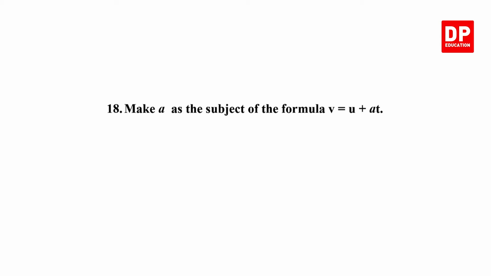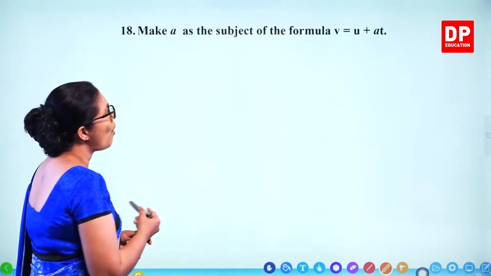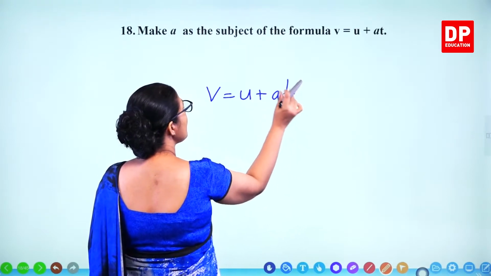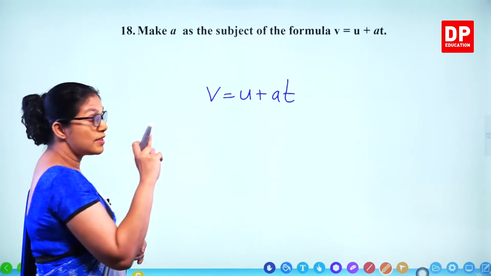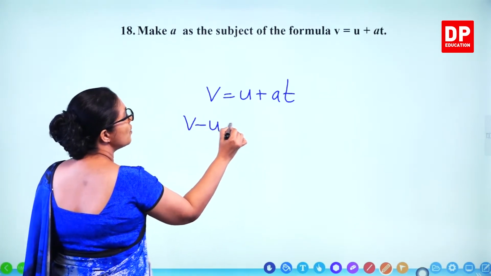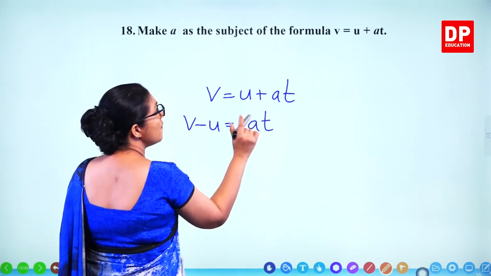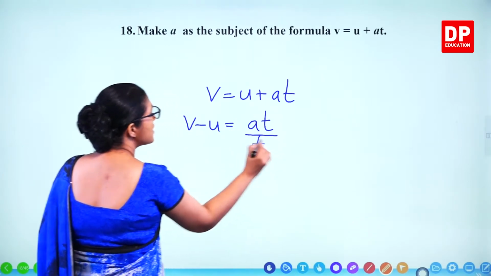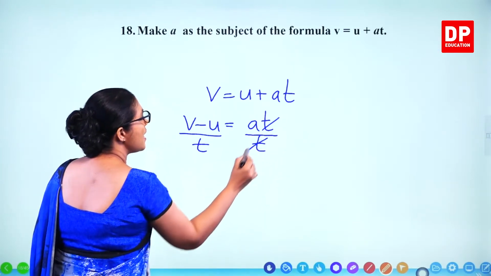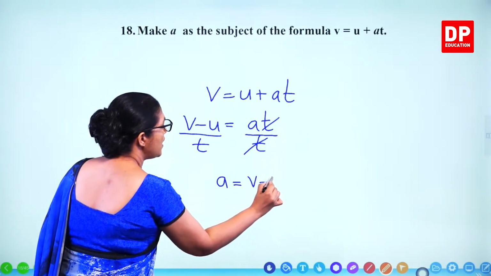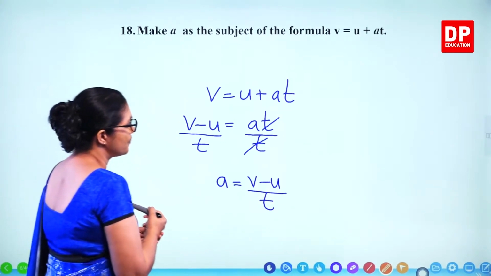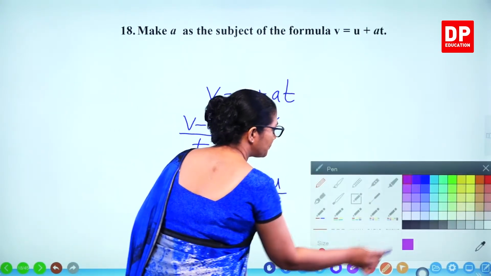Question number 18. Make A the subject of the formula V equals U plus AT. So we need to make A the subject. Take U to the other side. This becomes V minus U is equal to AT. We need A, so divide both sides by T. A becomes V minus U over T. 2 marks.